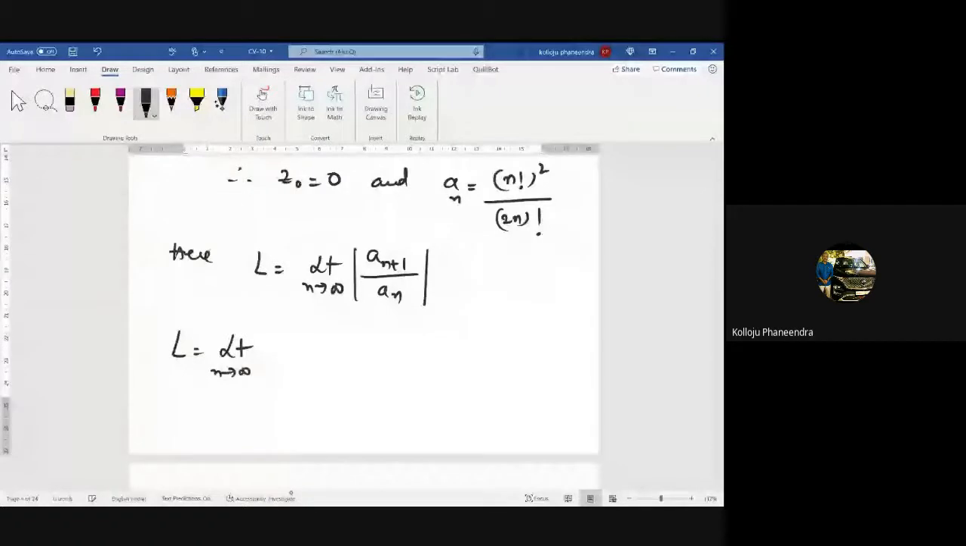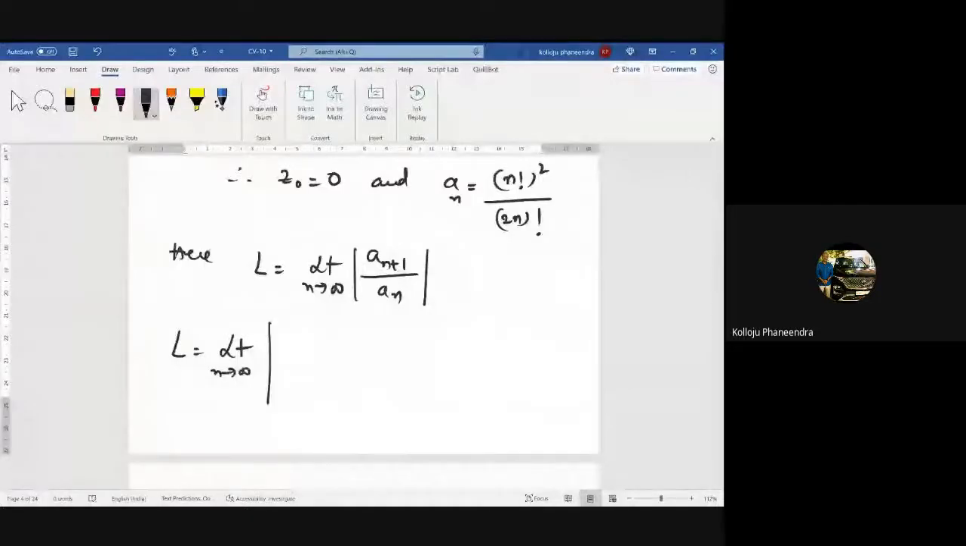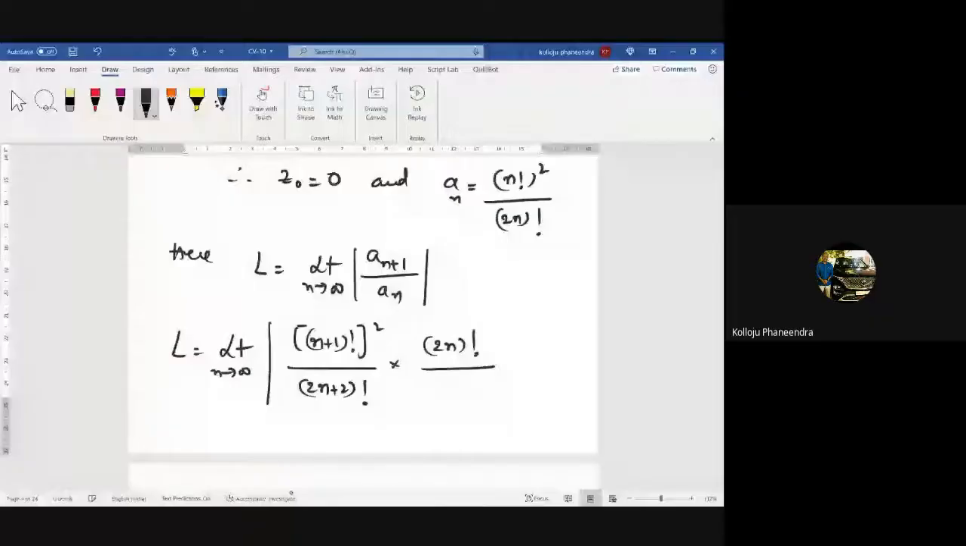So let me try. This is n tends to infinity. a_(n+1) means (n+1) factorial whole square by, I think I will get, (2n+2) factorial. By a_n means this becomes (2n) factorial into numerator, and (n factorial) whole square in the denominator. Right? Okay, so let's simplify this. Since all are positive values only, I can neglect the modulus.